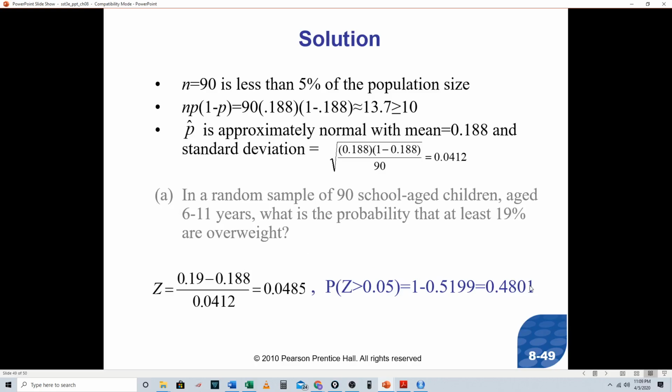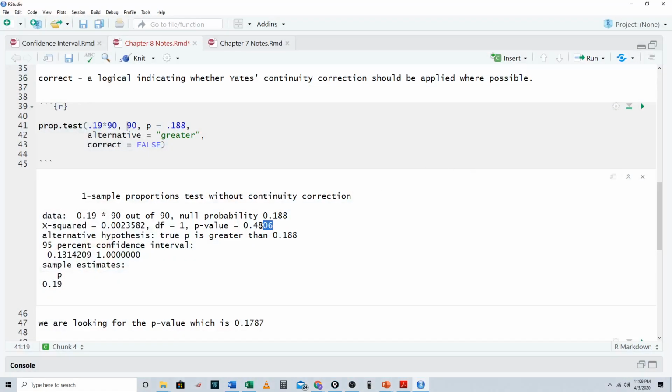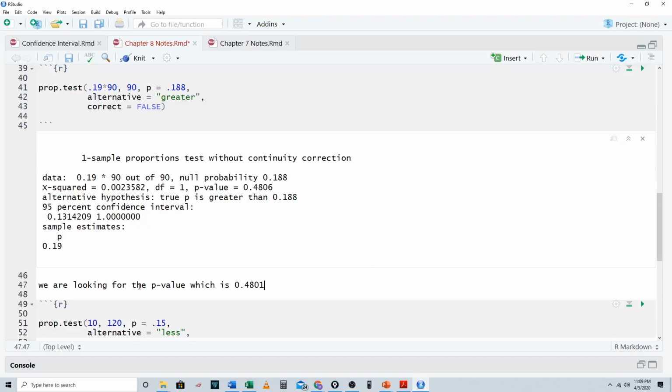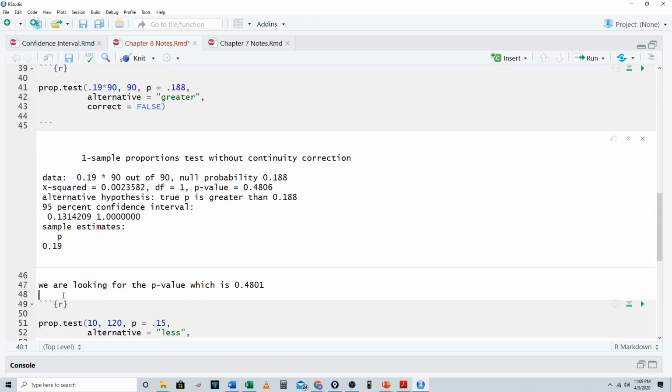I looked at part B. Yeah, 0.4801. I'm good. Again, we're off by five ten-thousandths in the decimal places, so that p-value is fine. I was right. I was looking at the wrong answer. I bet you guys are going, that's part B, not part A. So we're looking for the p-value, which is 0.4801. There we go.